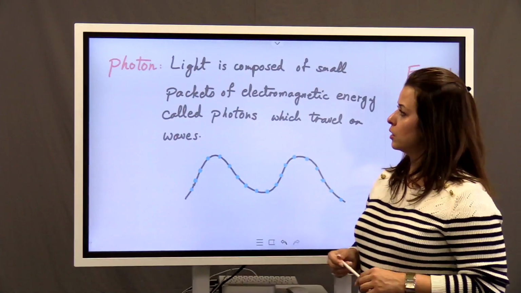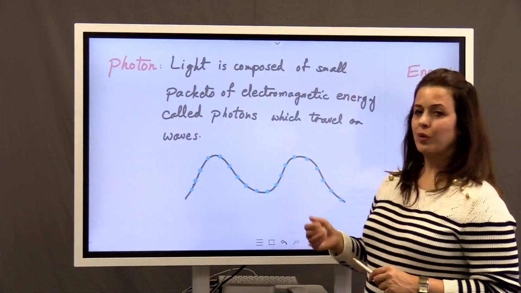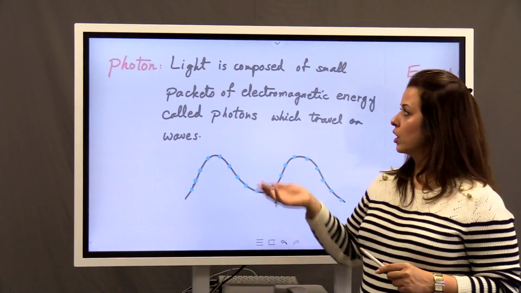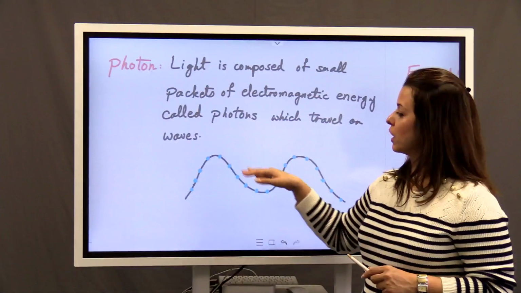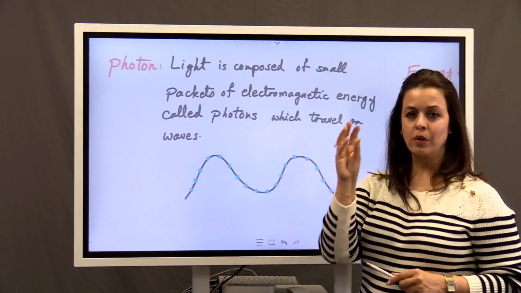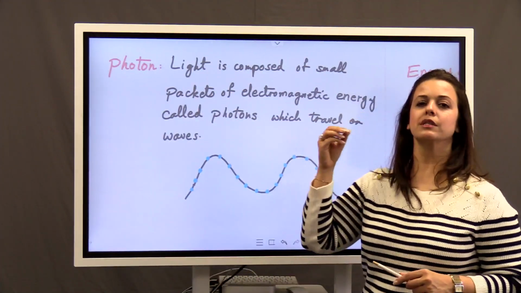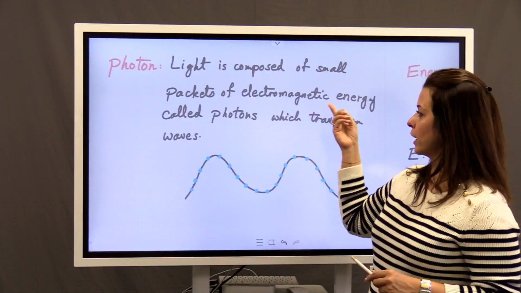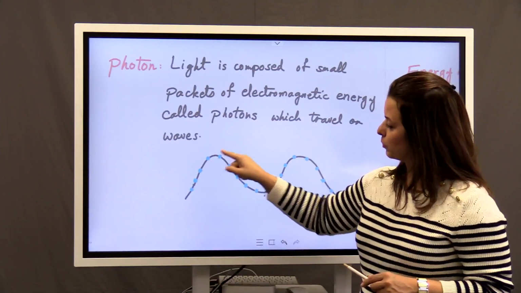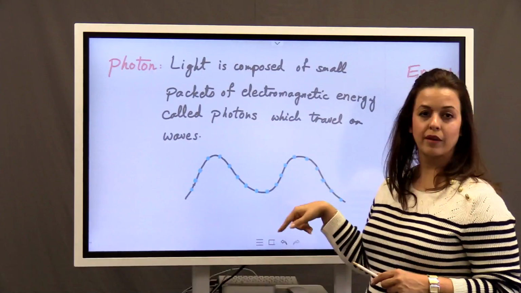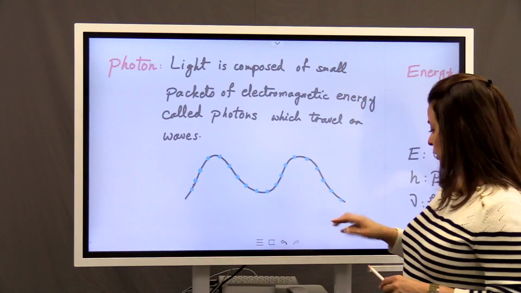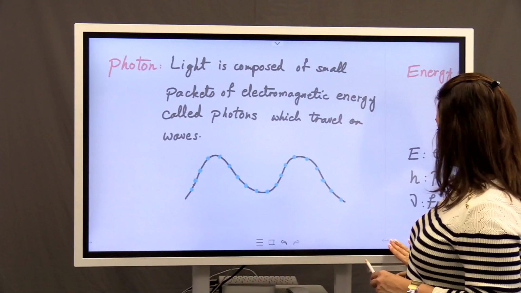Another fact about light is that we said light has a wave nature, an electromagnetic wave nature. Besides that wave nature, it's been proved by the photoelectric effect that light is composed of small packages, small bundles of light or electromagnetic energy, which are called photons. It looks like these little blue dots that I put to represent the photons are traveling on the waves. That's the meaning of photon and the nature of electromagnetic radiation.